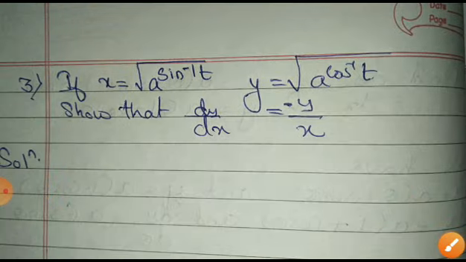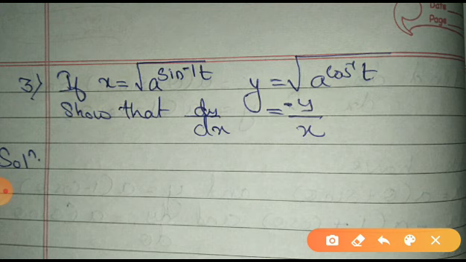Is that clear? Okay, the next one: we have been given x as root of a raised to sin inverse t and y as root of a raised to cos inverse t. We have to show dy by dx is equal to minus of y by x. So consider your x and y separately. Find dx by dt and dy by dt. The parameter is t.